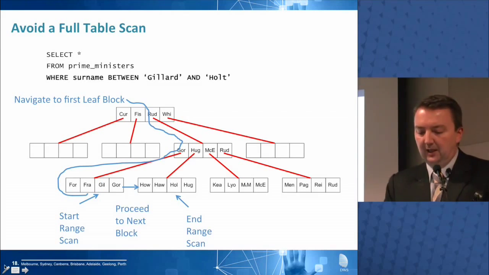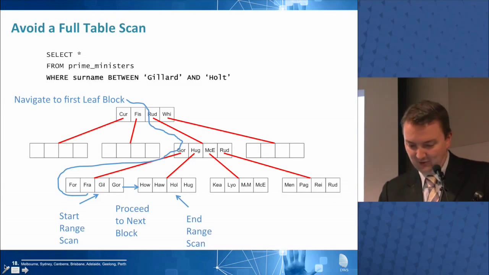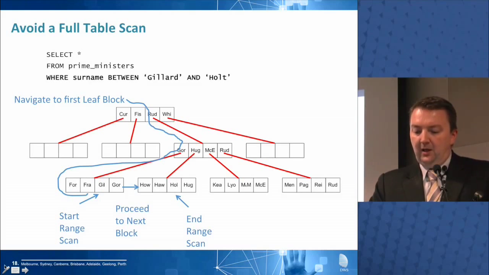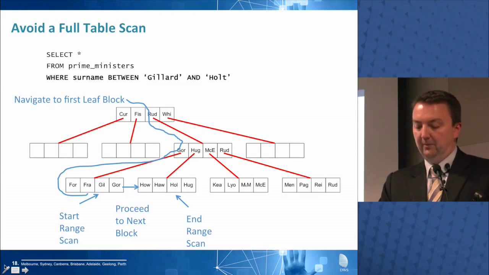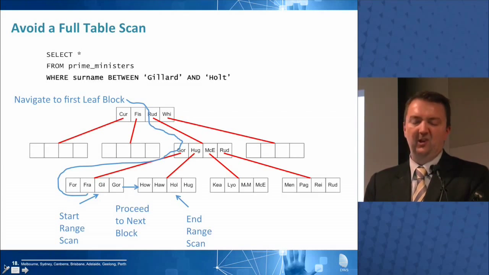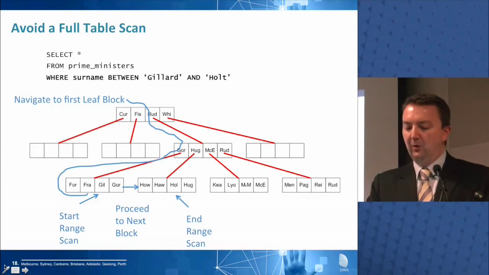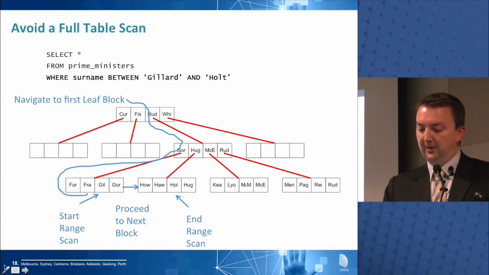So we start at the root block. You like my nice wiggly line there? That was me with a mouse trying to do a smooth line and failing. So we look at the root block. We want to start at Gillard. Looking at this root block, Gillard is between Fisher and Rudd. We know Rudd is the end of that third address in the root block, so we know it's after Fisher. So we're not interested in the Fisher block. That's everything before Fisher. We know Gillard's not before Fisher. So we want to go down the third path there.